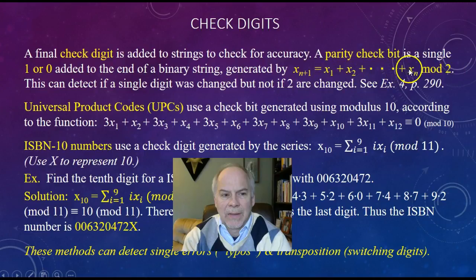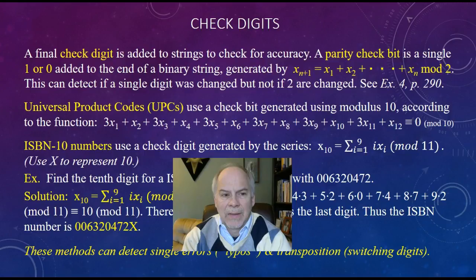So if the sum of all these digits from x1, x2, x3 all the way to x of n is an even number, then the parity check bit will be 0. If the sum of all those ones and zeros is an odd number, then the parity check bit will be 1. Because what's the remainder when you divide by 2 of an odd number? It's 1. So that way, on the end of the line, when you receive the string of zeros and ones, it can add up all the ones and zeros except for the last 1 and 0 and see if that's an odd or an even number, and then see if the parity check bit on the end matches.